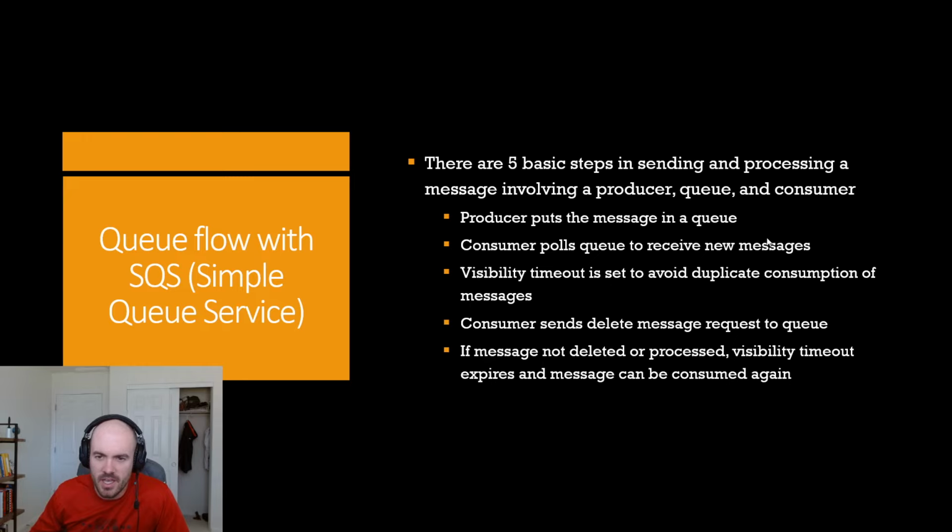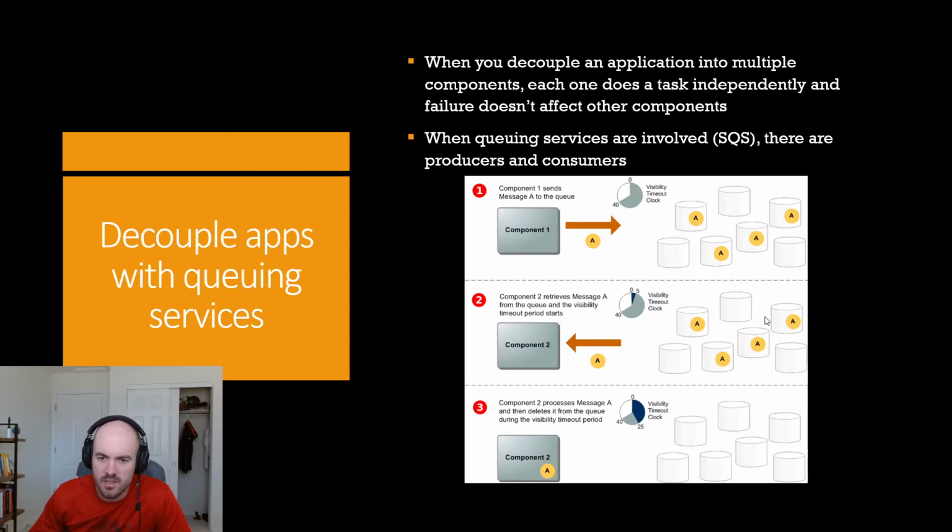And then once it receives that message, the visibility timeout is set and started to, again, avoid duplicate consumption of messages. So that's how long it has to see, consume, process, and delete this message. Okay, the consumer then sends the delete message request to the queue. So once component 2 gets this message A, it then tells the queue, hey, I got it, we're good, go ahead and delete that, okay?